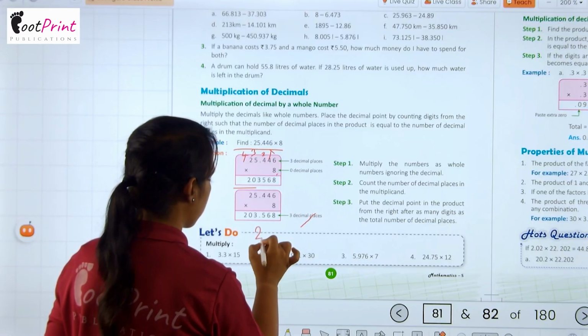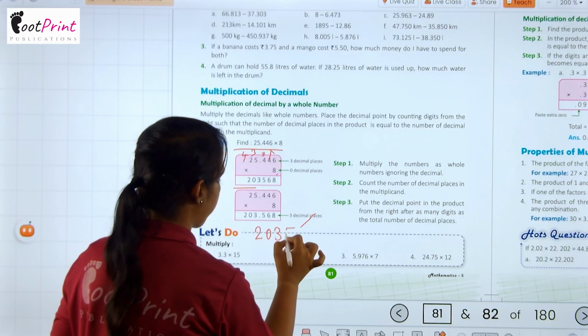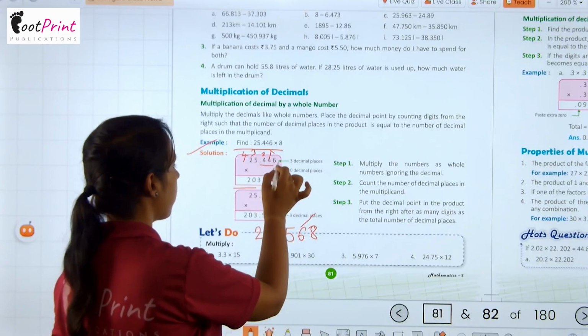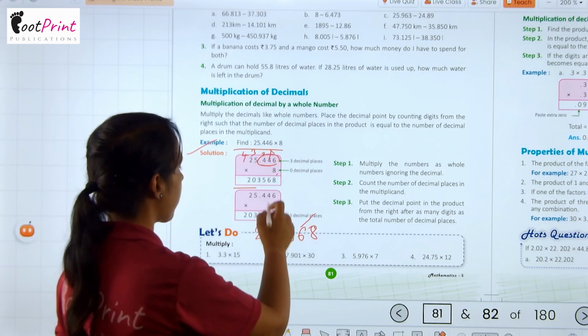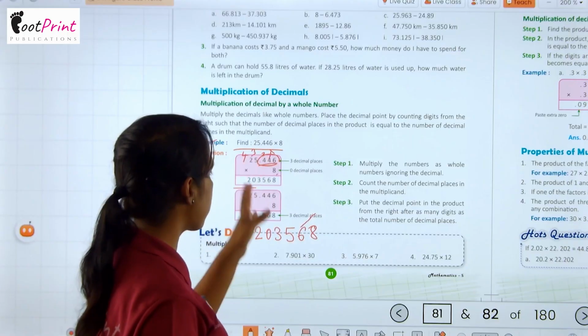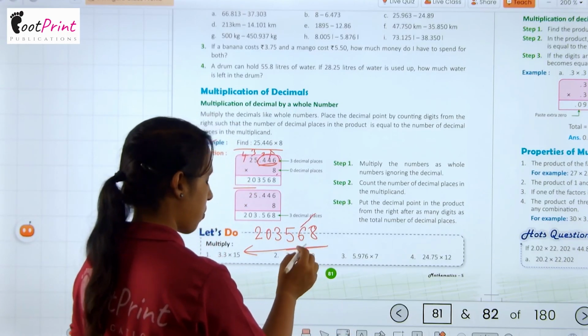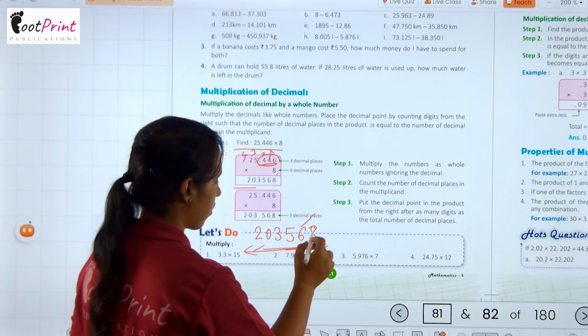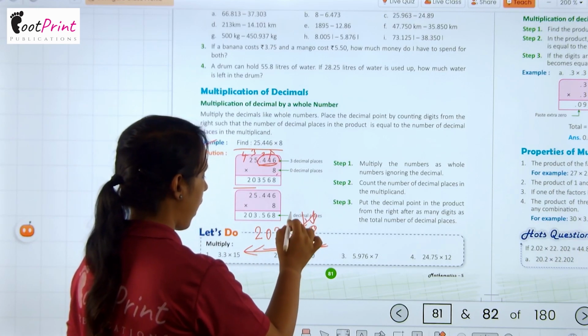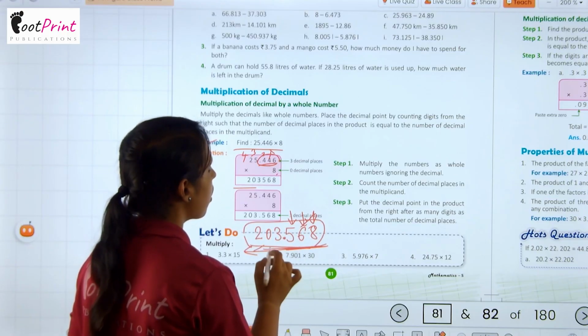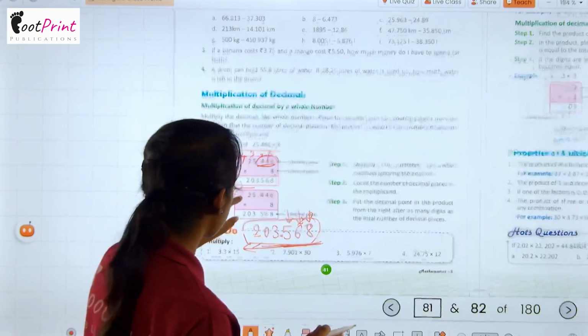We have 2 0 3 5 6 8. Okay. Now we have to count the decimal places of the multiplicand. Here 3 places are there. So we put decimal after 3 places from counting right to left. So here 1, 2 and 3 and then put here decimal. So we get 203.568. Okay.